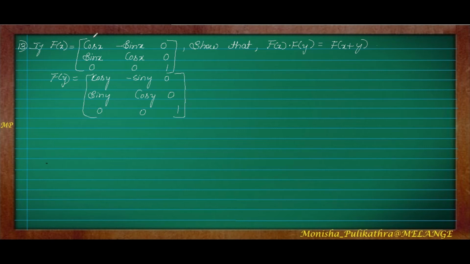Okay, so this is f(x), where everything will be in the form of x, and f(y), where everything will be in the form of y. Then if f(x) and f(y) are in this form, f(x+y) will be in the form of [cos(x+y), -sin(x+y), 0; sin(x+y), cos(x+y), 0; 0, 0, 1]. So now we have to prove that f(x)·f(y) is equal to f(x+y). Let this be equation number 1.